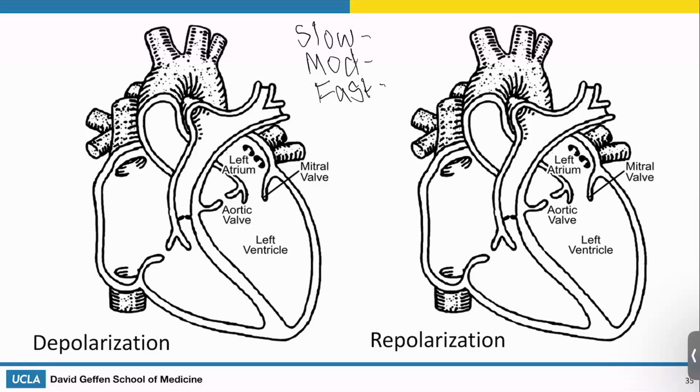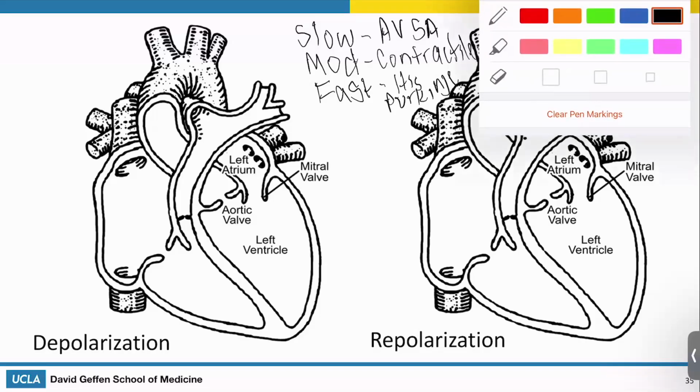Your slow conducting cells are going to be your AV and your SA node. Your moderate conducting speeds are going to be all of your contractile cells, all the ones that aren't in the His-Purkinje system. Your His-Purkinje system is going to be your fast conducting cells, okay? So we can even do this in terms of color.